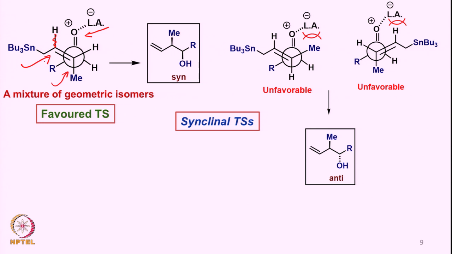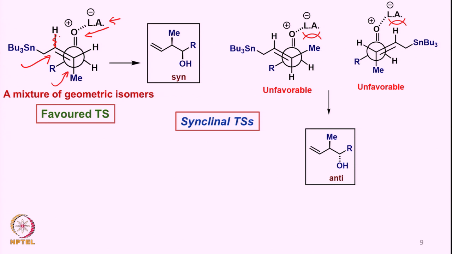If we look at the three possibilities where the interaction of the allyl tin moiety is considered with respect to the Lewis acid which is attached to the oxygen of the aldehyde, then this is supposed to be the most favored transition state, because there is no interaction of the Lewis acid with any of the substituents, either hydrogen or any other part of the molecule.